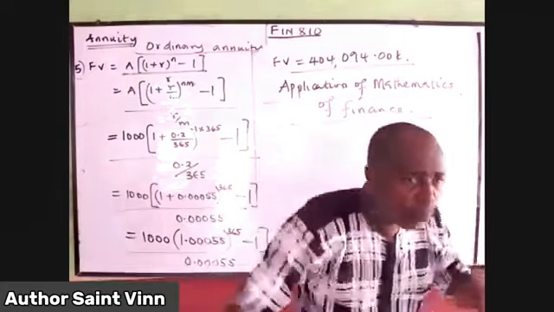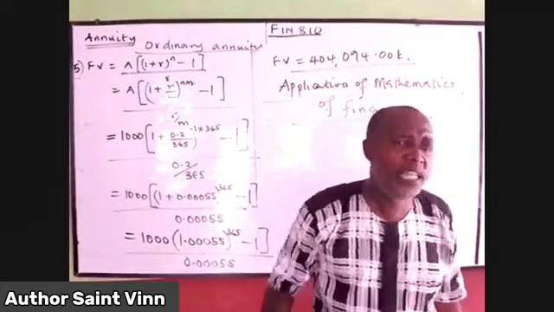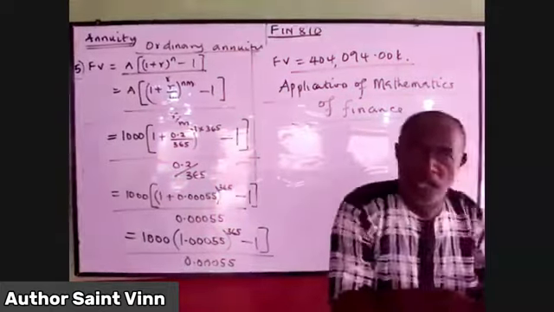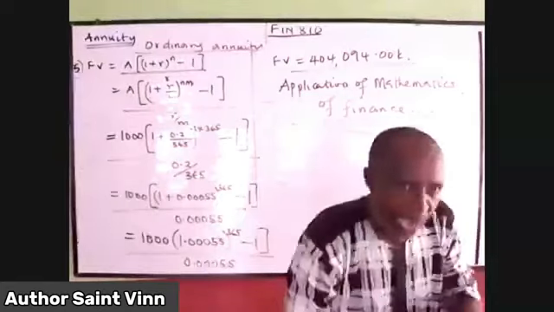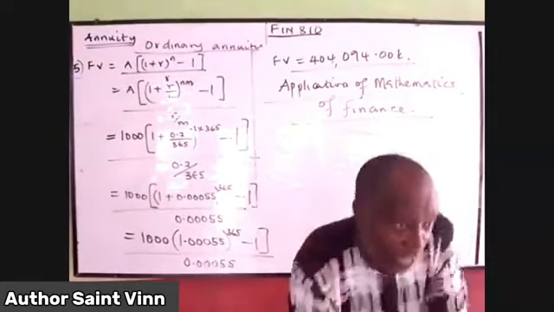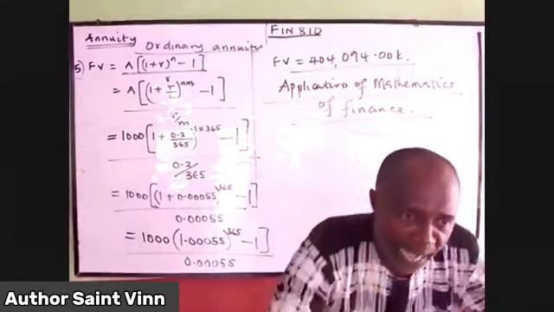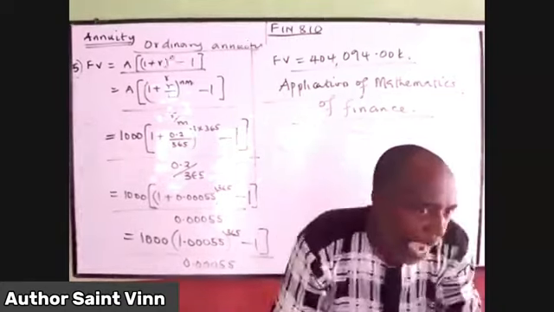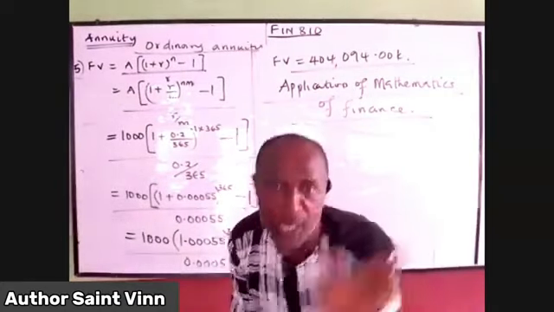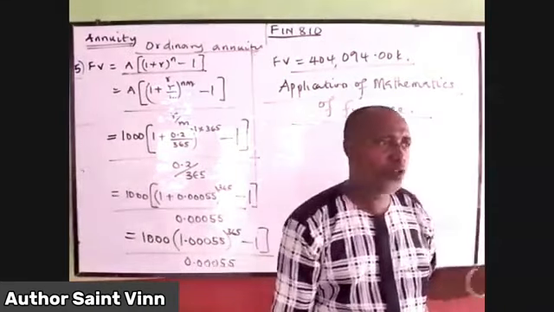You just need to know whether the person is expecting the money or paying the money. There are two things: equal payment or equal receipt. You can pay at the end, you can receive at the end, whichever one. When you receive at the end, it shows it's an ordinary annuity. If you pay at the end, it's also an ordinary annuity. That's all. Thank God you are following.